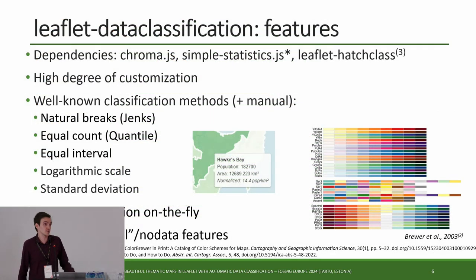So, some of the features, just quickly. It has three main dependencies: chroma.js for color-related things, and simple-statistics.js for some of the classification methods. And if we use hatch fill patterns, then we have to use the Leaflet hatch class plugin, developed by the co-author of this paper, Mátyás Gede.